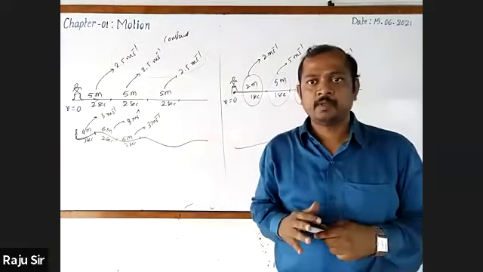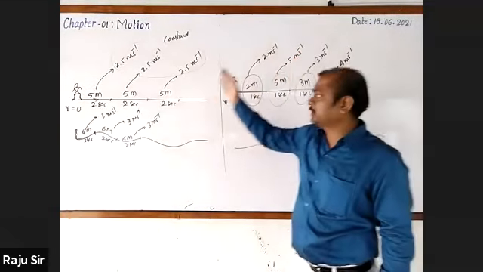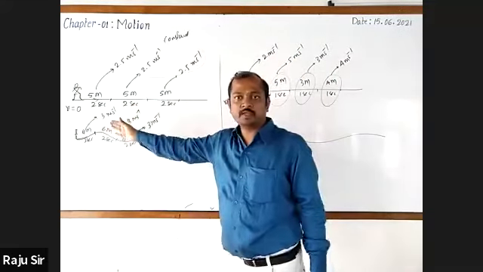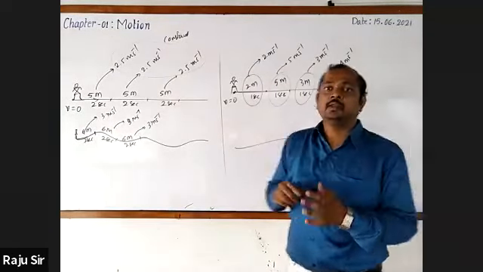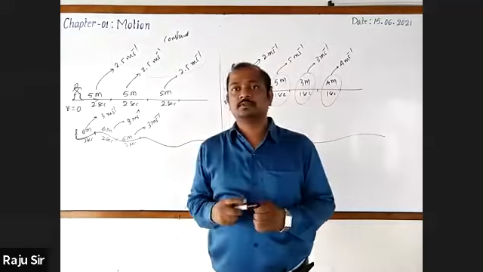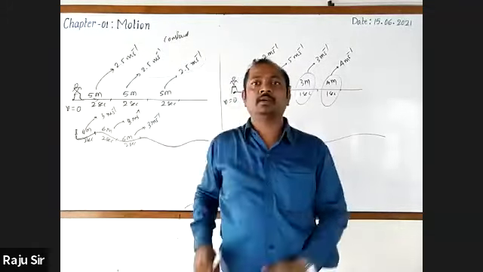Clear? So these are the two important concepts. One is uniform speed and non-uniform speed. Second one is uniform velocity and non-uniform velocity. Now let me give you some situations. You have to tell whether it belongs to uniform or non-uniform.